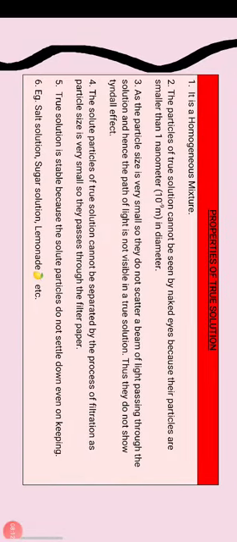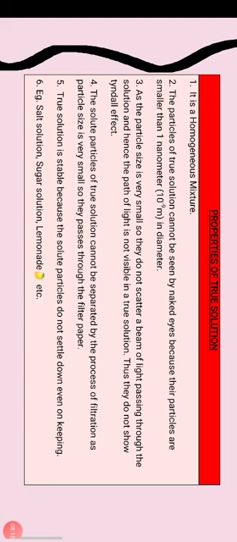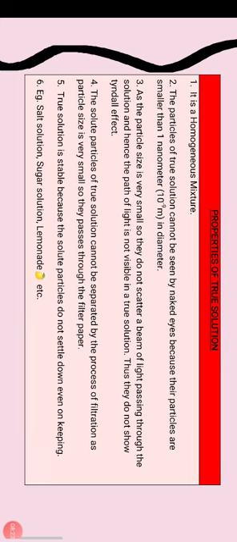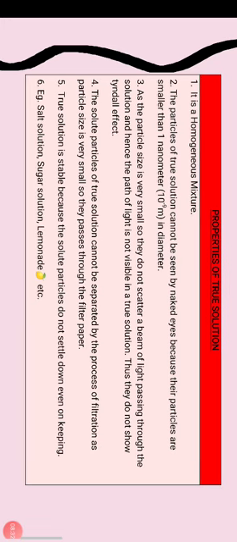First property is it is a homogeneous mixture. Homogeneous mixtures are those mixtures which have uniform composition throughout their mass. And we all know homogeneous mixtures, the particles we cannot see by the naked eyes. What is the reason behind it? Because the particles are very small, that is why they cannot be seen by the naked eyes.